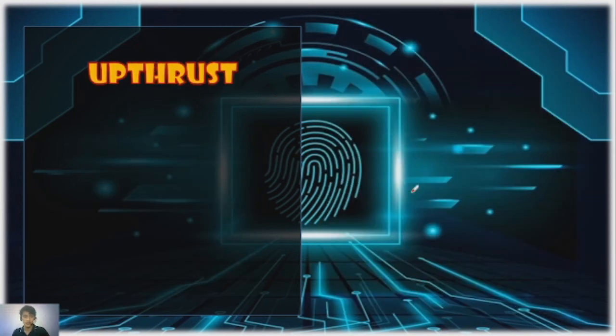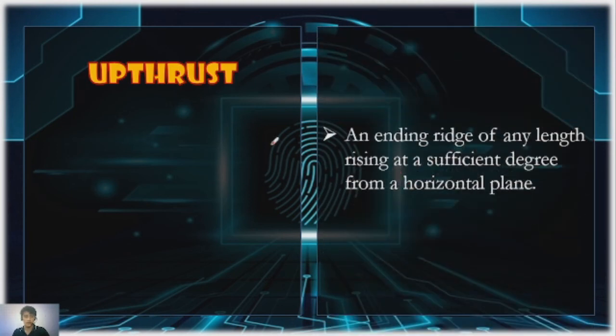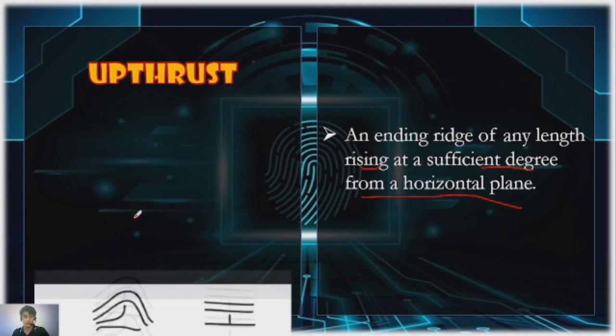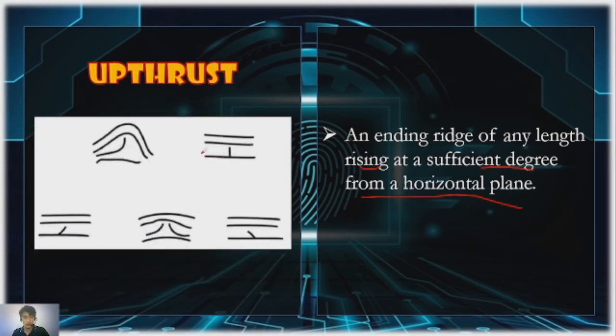Next is the upthrust. An upthrust is a ridge or ending ridge of any length rising at a sufficient degree from a horizontal plane. As you can see here, these are examples of upthrust. It's a ridge on a horizontal plane, and there's an appendage, a short ridge facing upward. That is what we call an upthrust.